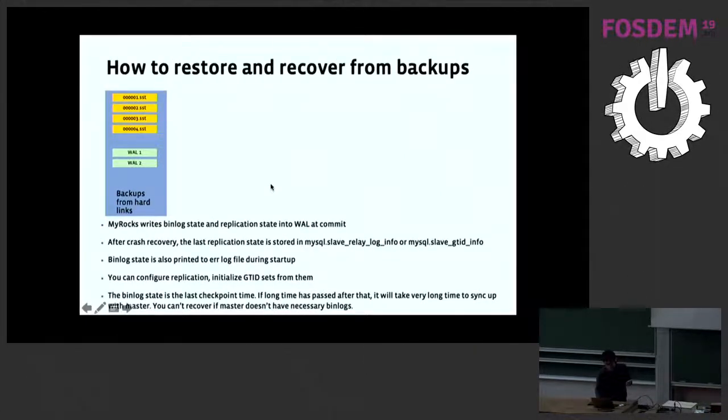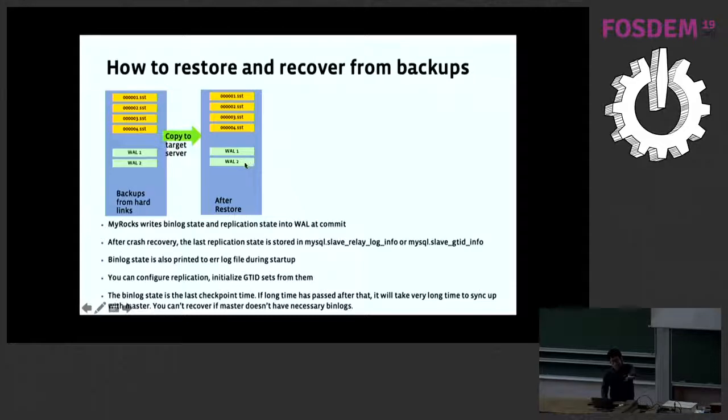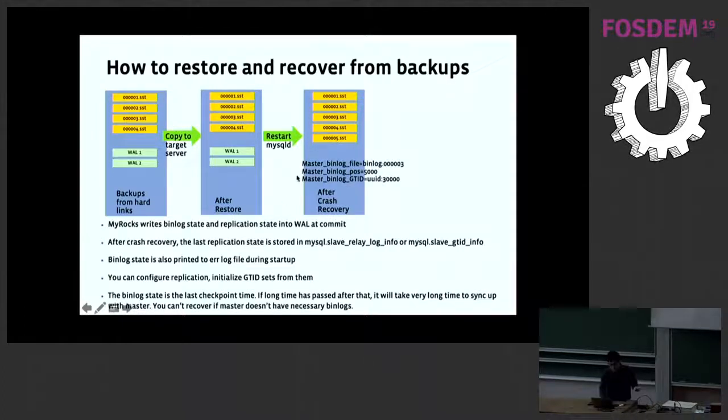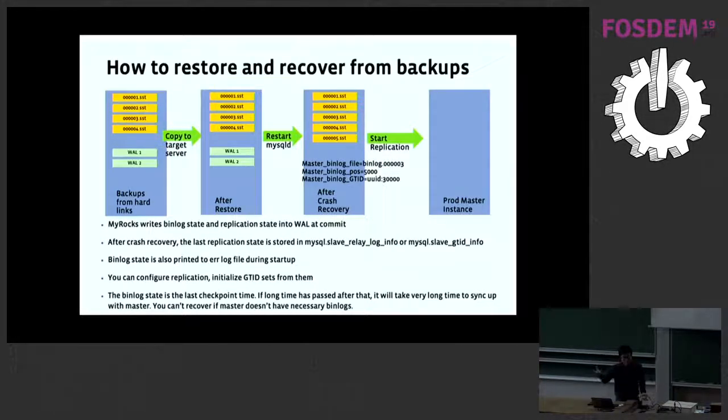Here's how to restore. Once you take a backup, you copy the files to target servers or remote destinations. After copying the files, you start the instance. After starting the instance, MyRocks internally stores the binlog state and the replication state, like the master binlog file name, position, and GTIDs. By using this information, you can figure out from which GTID position to start replication from a master. MyRocks stores all necessary information of the replica and replication, so you can configure GTIDs based on that.